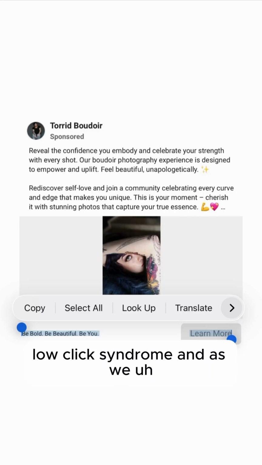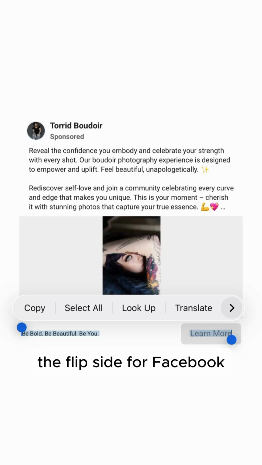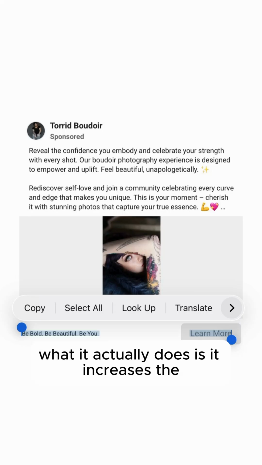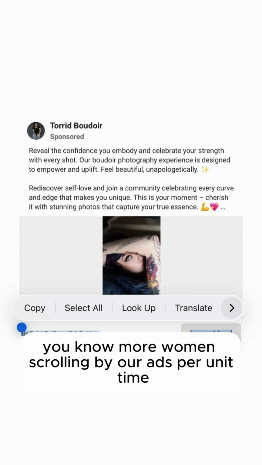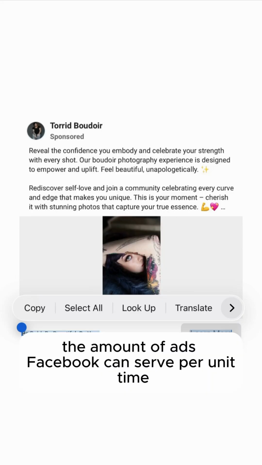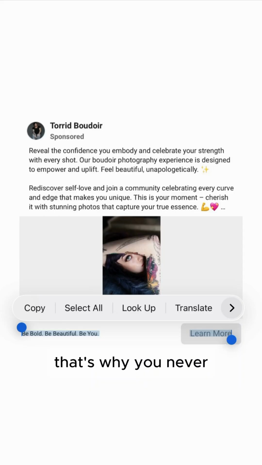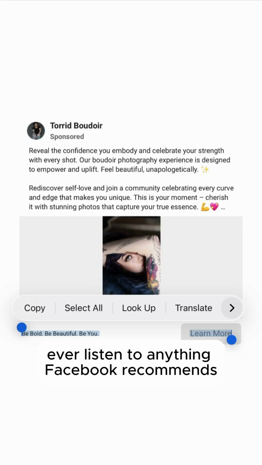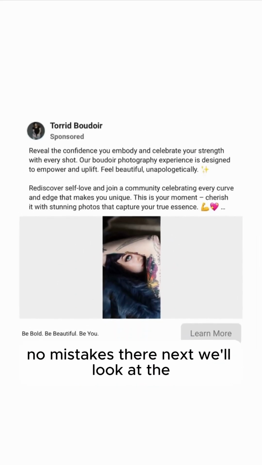And on the back end, the flip side for Facebook, what it actually does is it increases the number of women scrolling by our ads per unit time. That increases the amount of ads Facebook can serve per unit time, making Facebook more money per unit time. That's why you never ever listen to anything Facebook recommends. All right, looking at the creative. All right, fine, no mistakes there.